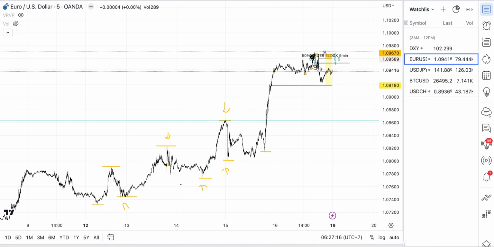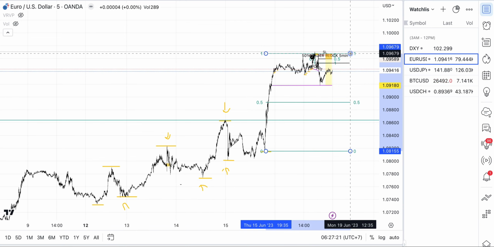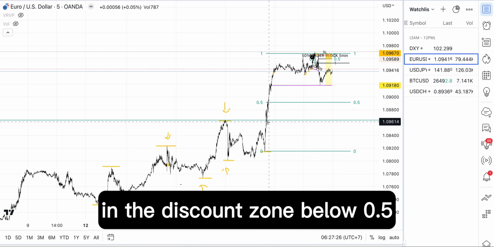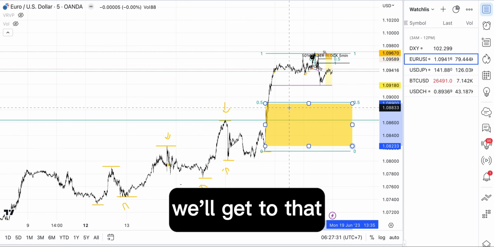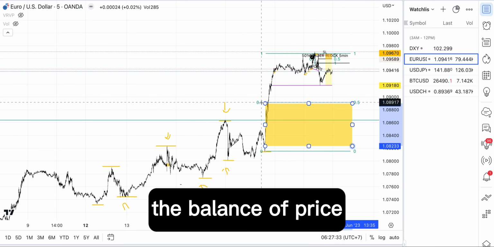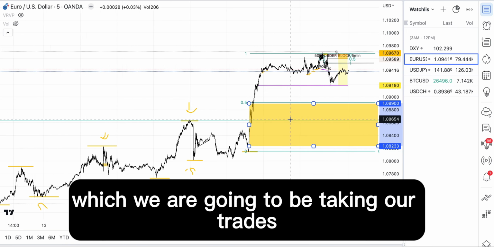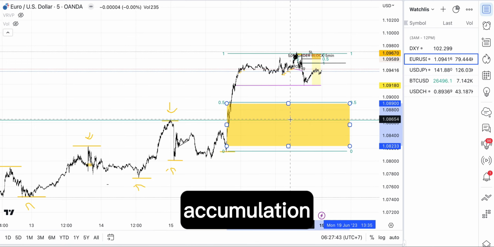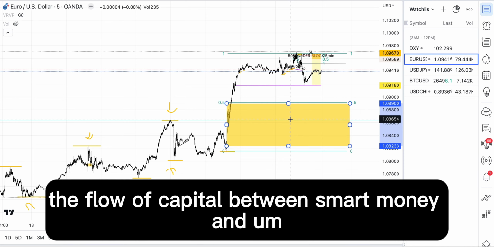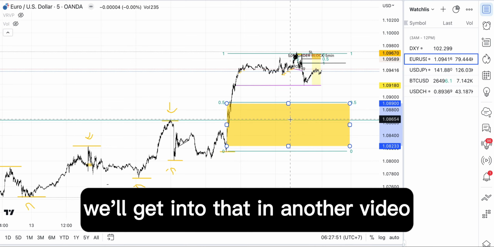rather than buying at a premium zone. And so when we're buying, we want to take out this tool called the Gann box on TradingView, and then you want to look for buy trades in the discount zone below 0.5, which represents 50%. It's an equilibrium. We'll get into that. So the middle is the price equilibrium, the balance of price, and then below is the discount zone, which is where we are going to be taking our trades. And I trade the Wyckoff methodology, which has to do with schematics, accumulation, redistribution, the flow of capital between smart money and all that, and yeah, we'll get into that in another video.